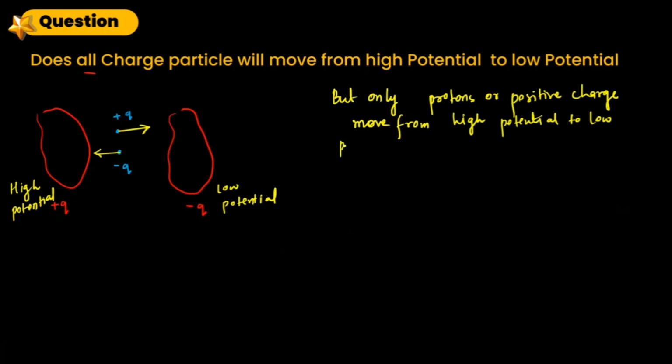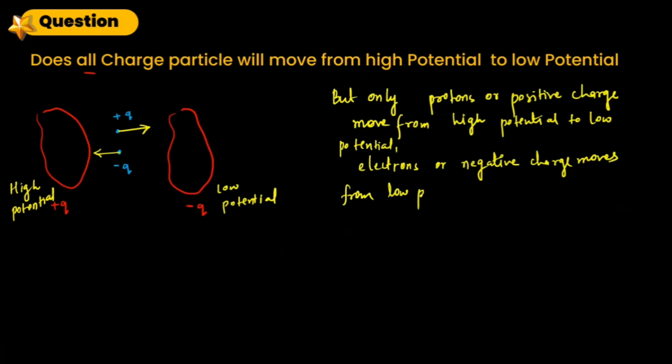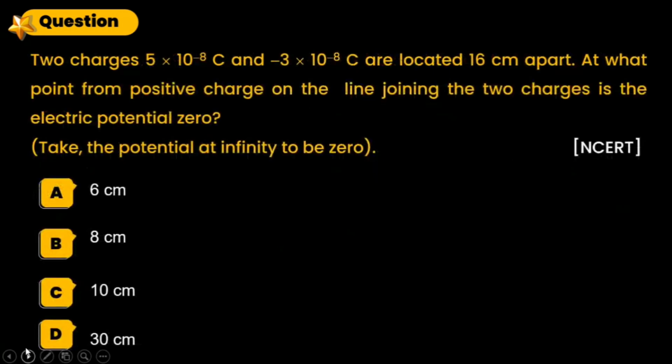Whereas if we talk about electrons, that is negative charge, remember these points, this is a very important point for solving conceptual problems. Whereas electrons with negative charge move from low potential to high potential. So this is what you have to keep in mind. So the answer to this question is going to be no. Not all the charged particles move from high potential to low potential.